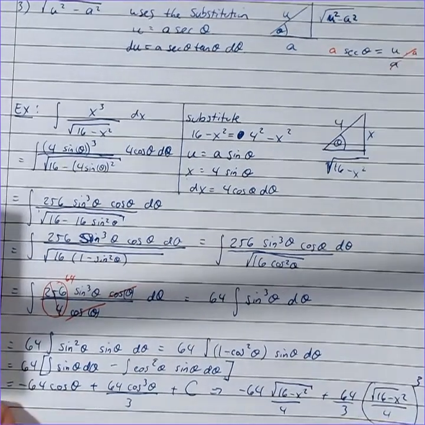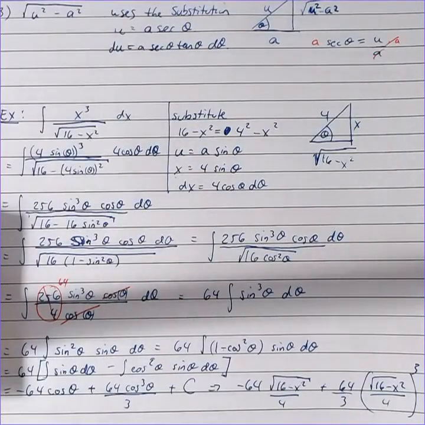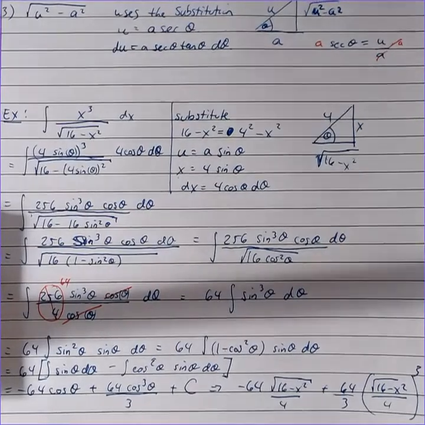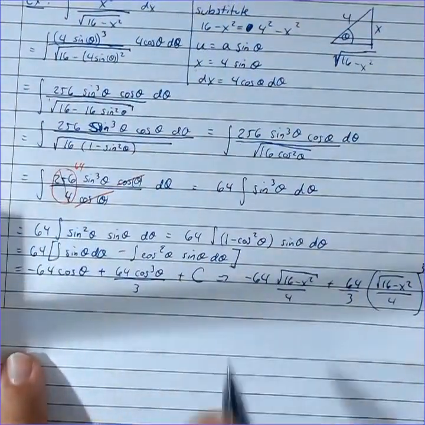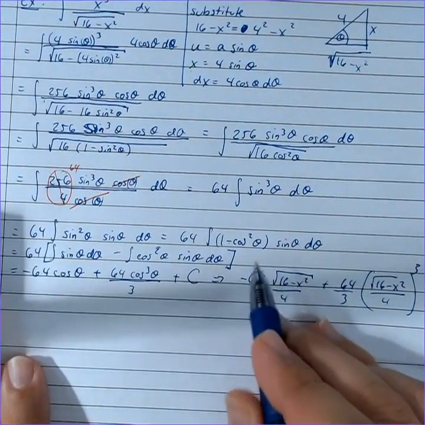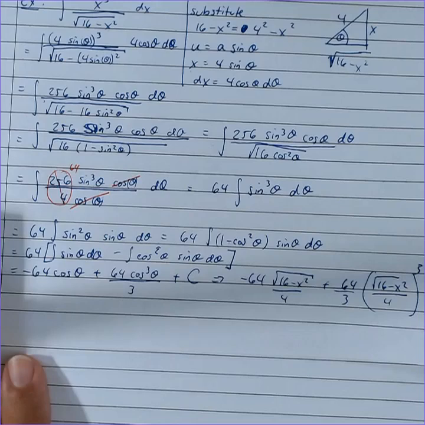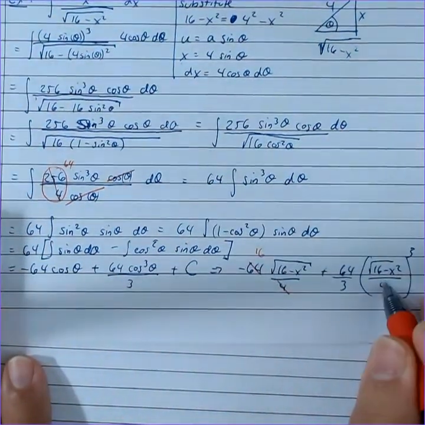Just like that. But now, this can all be simplified, and we'll get our answer. All right, so let's see here. 4 goes into 64 16 times. So that's going to be 16. And same thing over here, that's also 16.